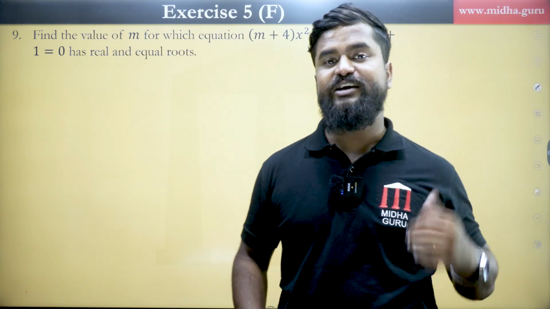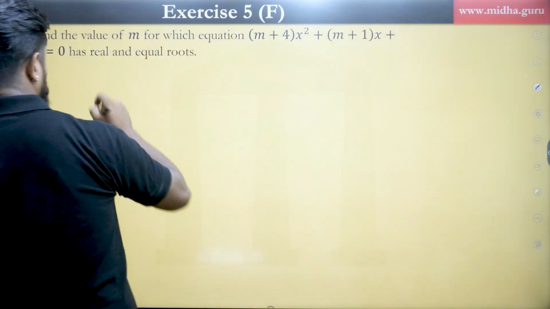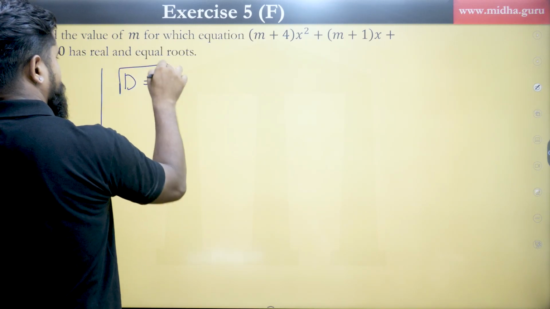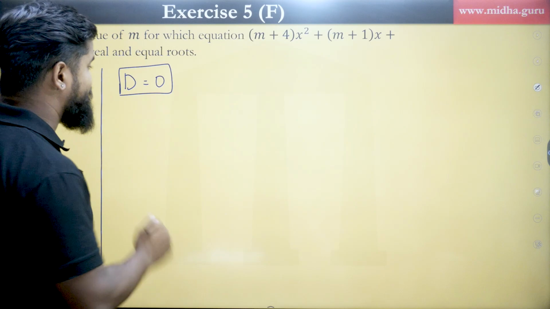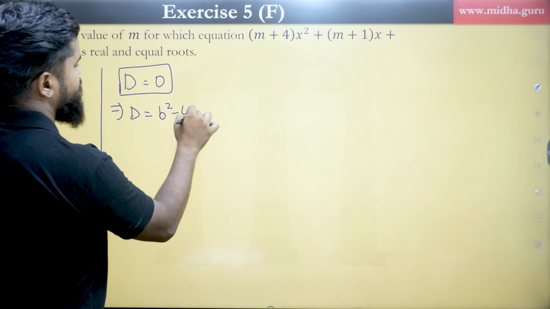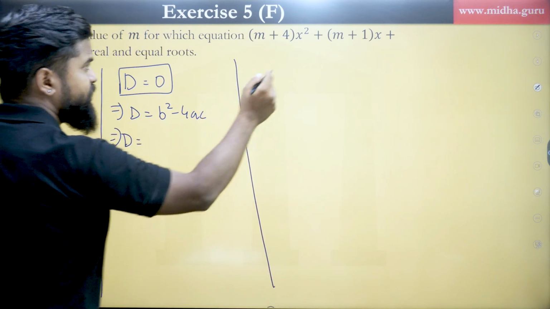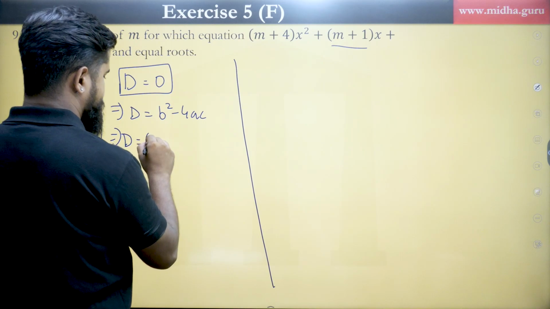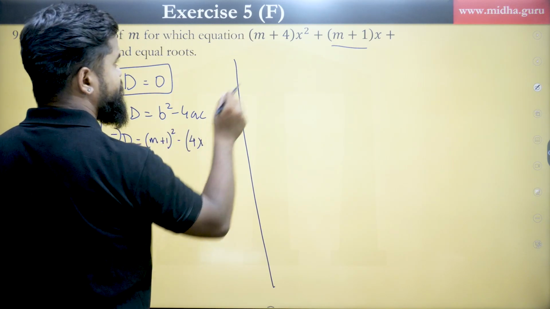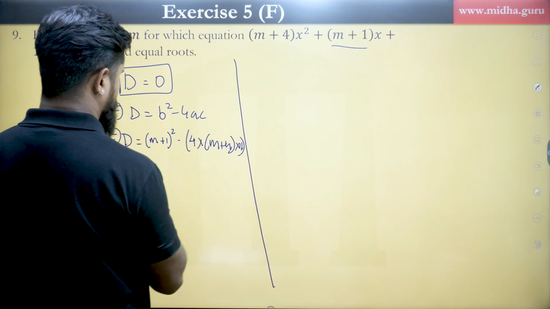we need to find out where the discriminant is 0. So we know that the discriminant will be equal to 0. First we will calculate what the discriminant actually is. It is equal to b² minus 4ac. We know that. So here b is (m+1) whole squared. Now 4 into a being m+4 and c being 1.